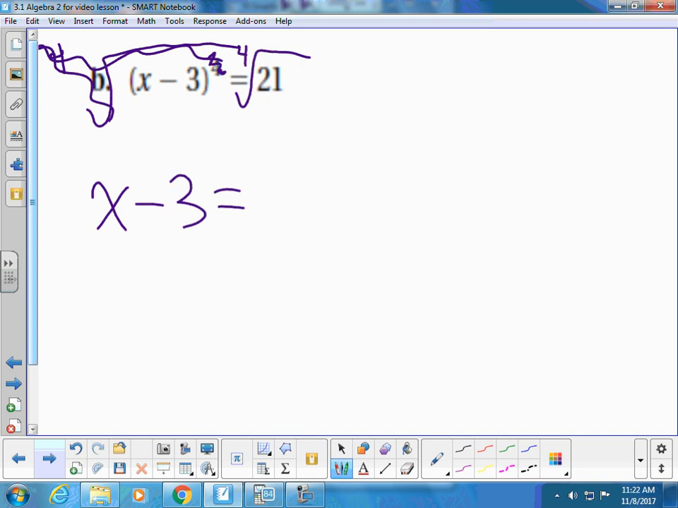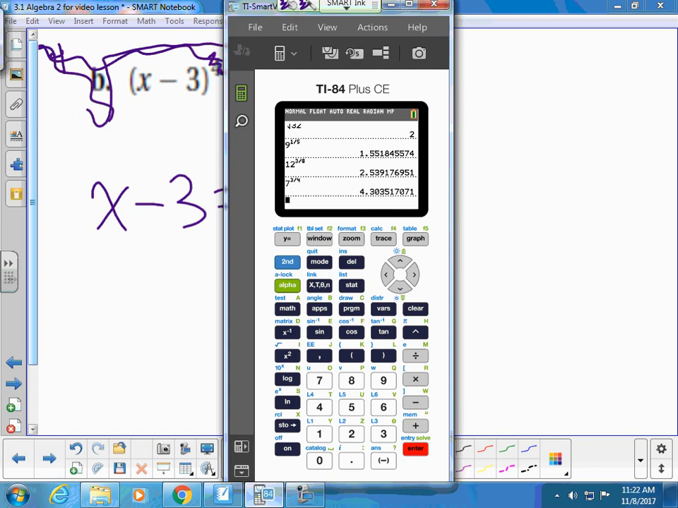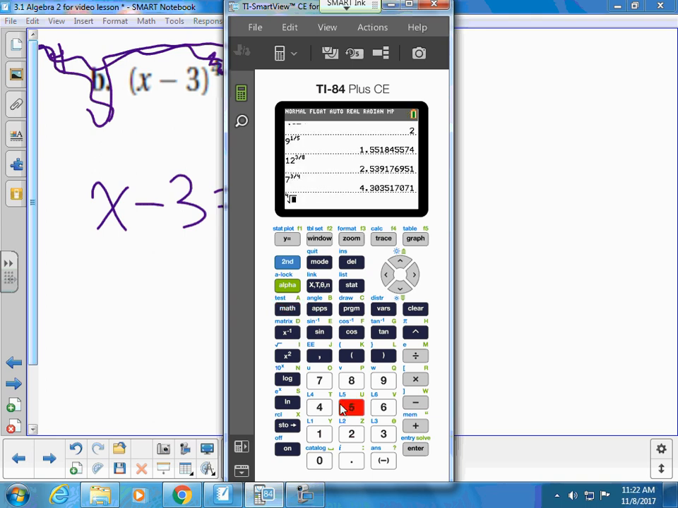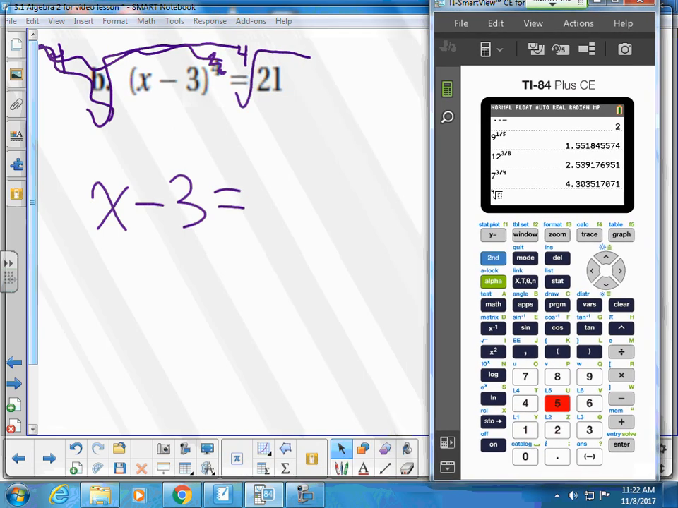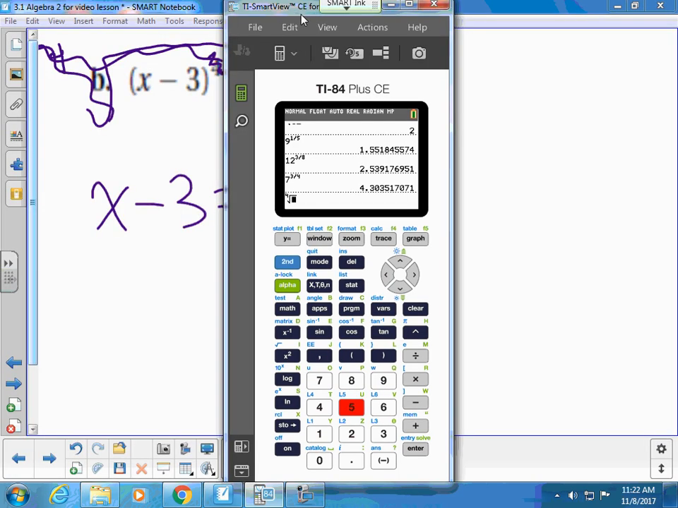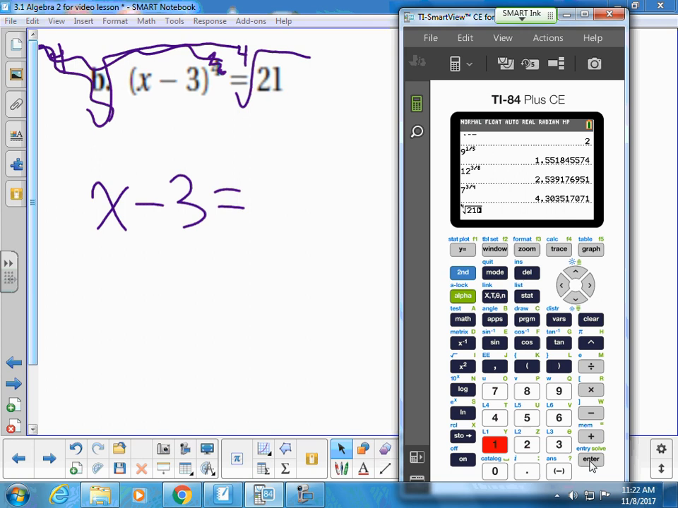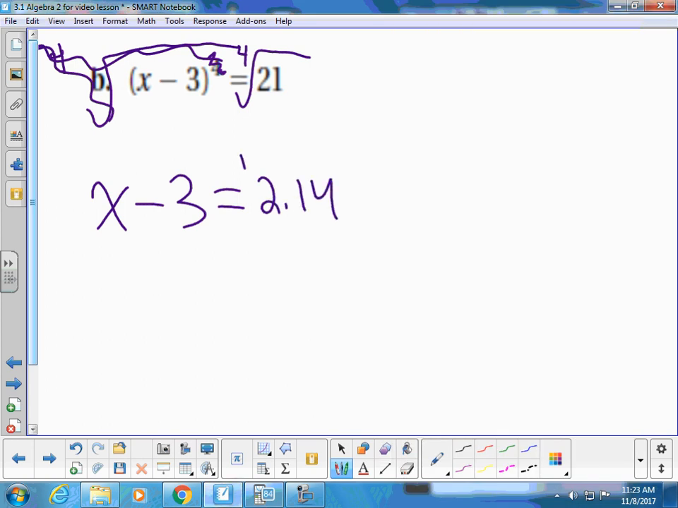Let's head to our calculators to see what the fourth root of 21 is. So 4, math 5, and we were doing it for a 21, I believe, right? All right, so the fourth root of 21 is 2.14. Positive or negative 2.14. Don't want to forget that. So we just took an even radical.